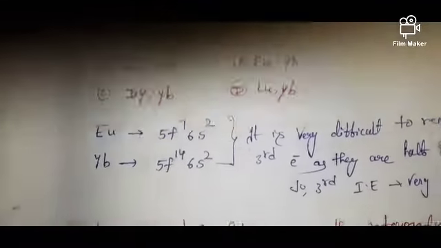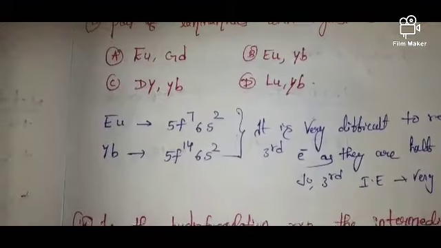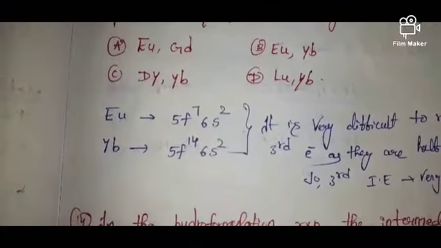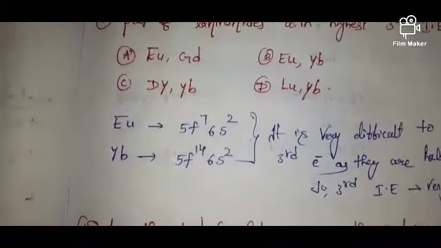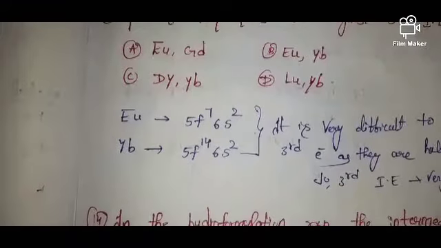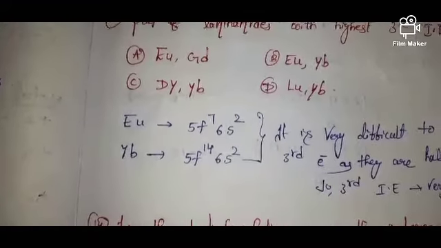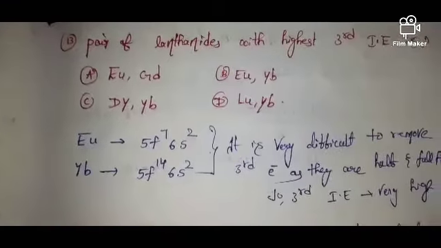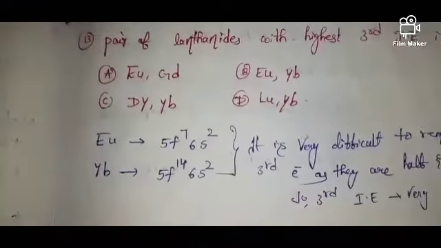We know that half-filled and fully filled orbitals are highly stable, so it is somewhat difficult to remove the electrons from them. We can also say that for the orbitals which are half filled and fully filled, the ionization energy requirement is very high. These points we should remember, friends.